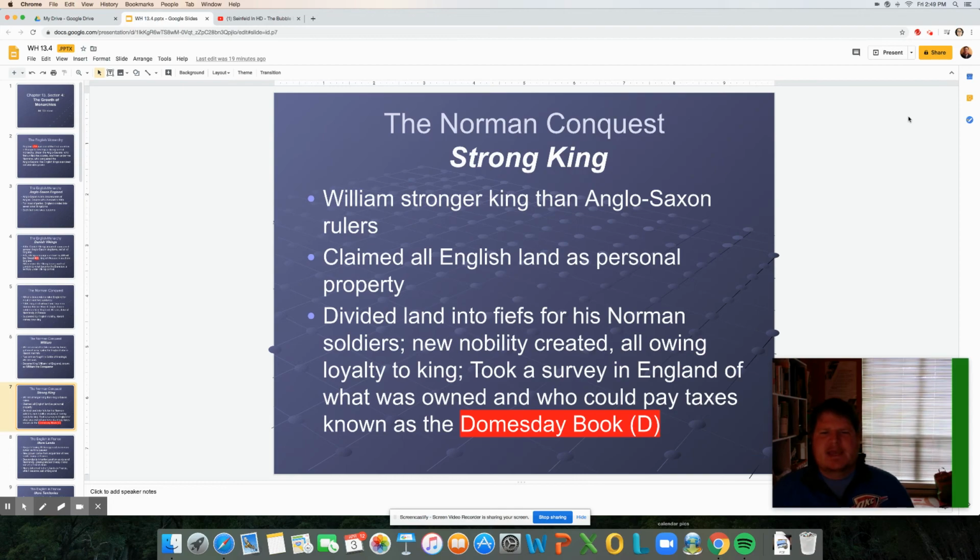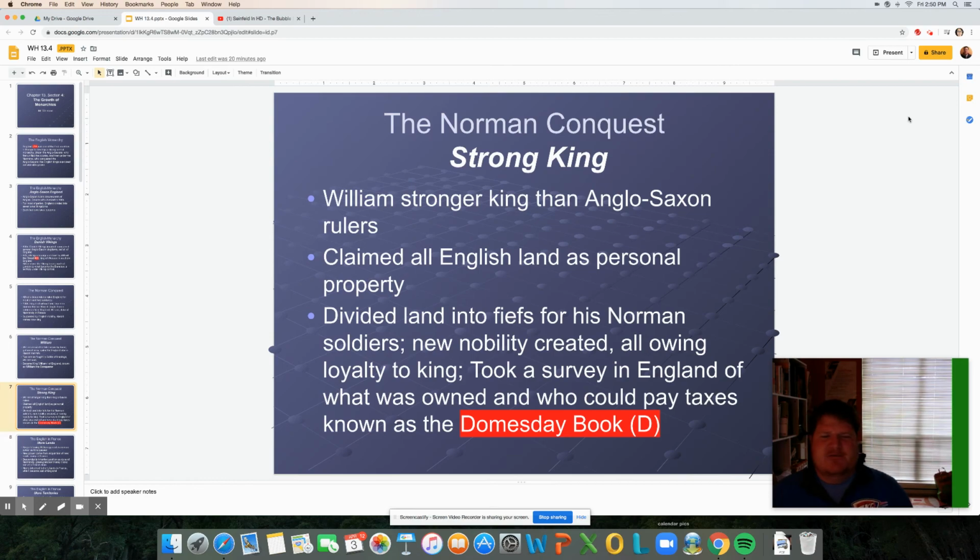And so he's dividing up land into fiefs for his Norman soldiers. We see that he's starting to create a form of loyalty to the king. And ultimately, how he does this, by splitting up land and dictating certain responsibilities, certain duties, is that he takes a big survey in England, kind of understanding what land is out there, who owns what, who can pay taxes, just knowing what's going on around England. And this is called the Domesday Book.